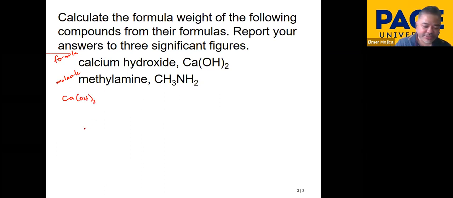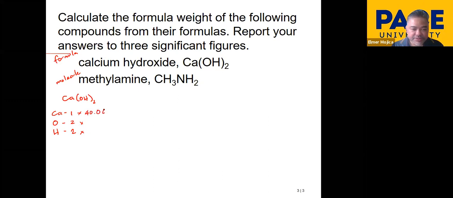So calcium hydroxide. The way I'm going to do it is I just list down all the atoms there, and then I write how many atoms there are in the formula. So calcium is 1. Oxygen, we have 1 here, but the parenthesis says you have to multiply it by 2, so you have 2. And the hydrogen, you also have 2. The next thing you need to do is get your periodic table, because that's where the respective atomic masses are.